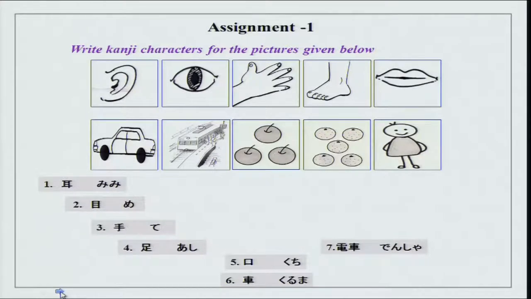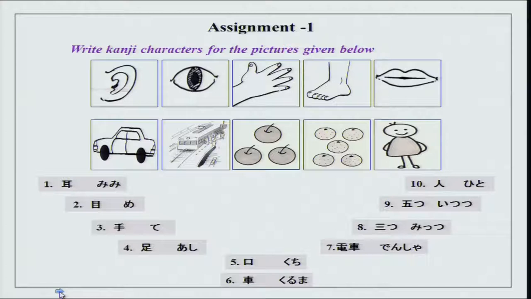Then we have three apples, which is mitsu. It could be san also, but when you are counting small irregular objects, then tsu is used over here, mitsu. And again, we have oranges, five oranges, itsutsu. Then we have one person standing over here, so hito, or it could also be hitori, one person standing. The counter for people is nin. One is an exception, which is hitori, and two is again an exception, which is futari.